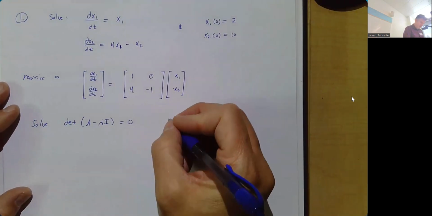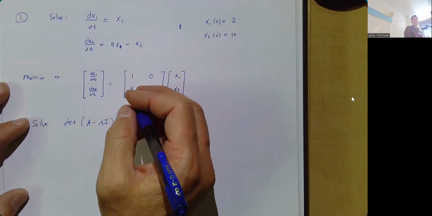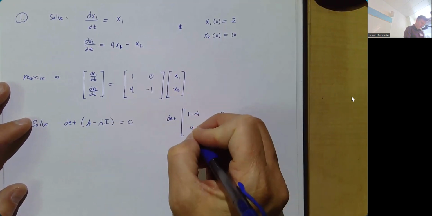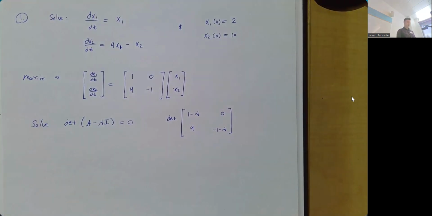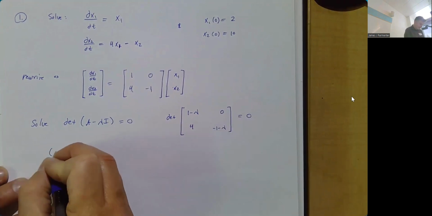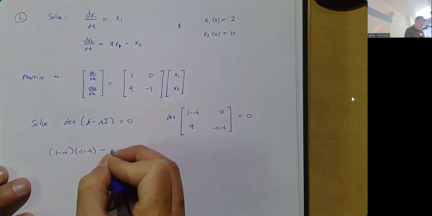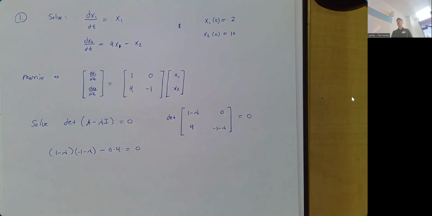So here we're finding the determinant of our matrix minus lambda in the diagonal spots: 1 minus lambda, 0, 4, -1 minus lambda. We're going to set that equal to 0. And this matrix is kind of special, which we'll point out in a second. But if we solve this, I'm going to have (1 minus lambda) times (-1 minus lambda) minus 0 times 4 equal to 0. Do not multiply this out. What's 0 times 4?